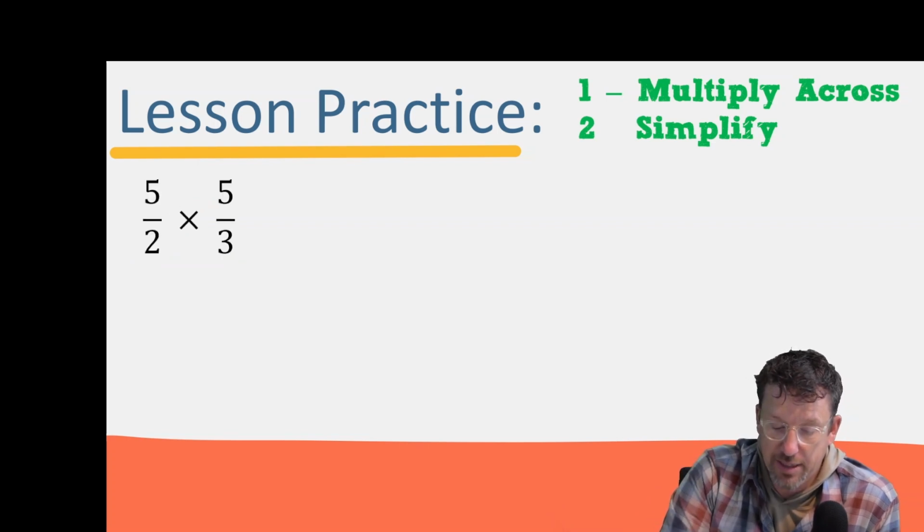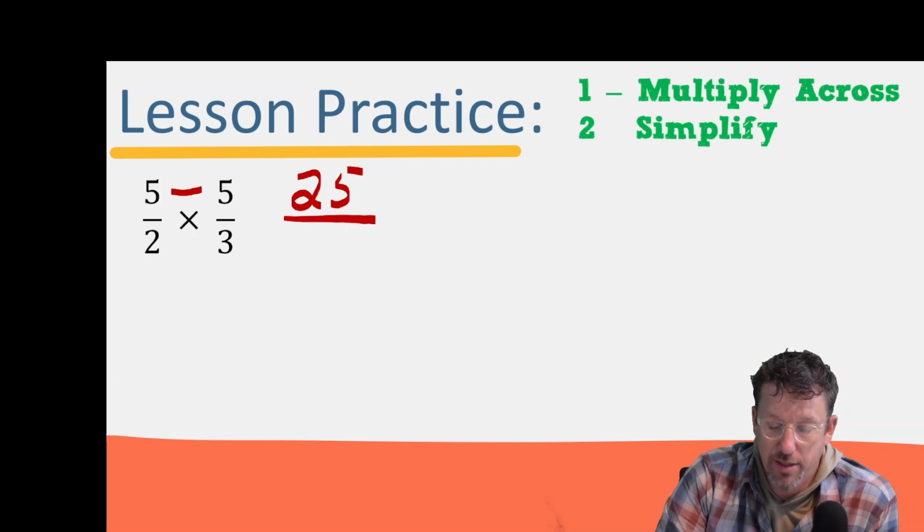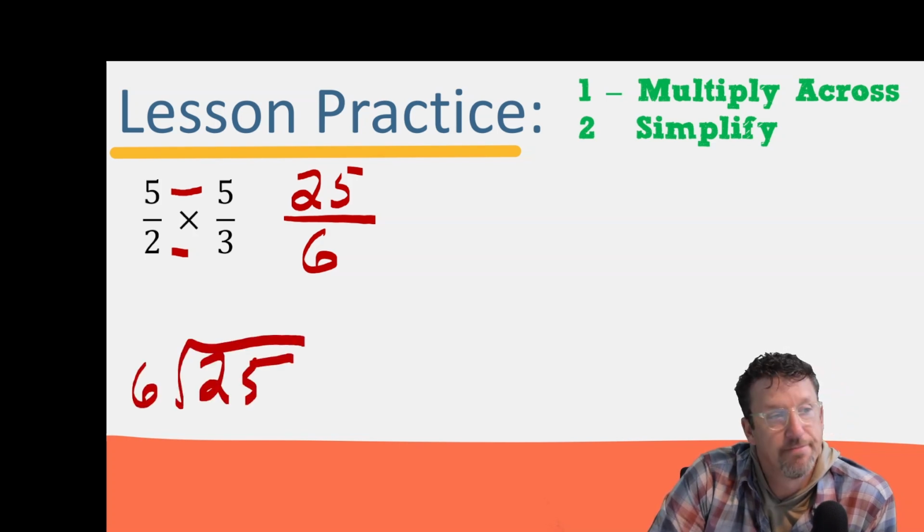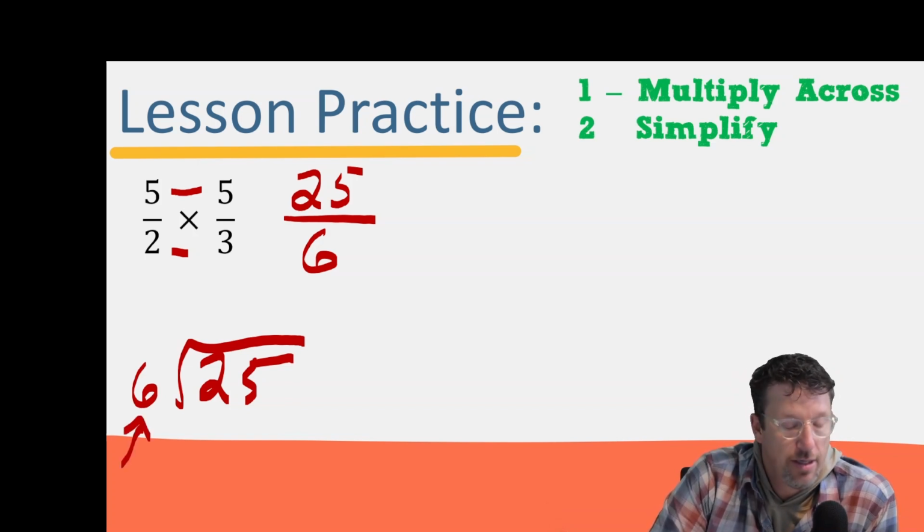To do that, we say, what is 5 times 5? It's 25. And what is 2 times 3? It is 6. Now we have an improper fraction. Let's turn it into a mixed number. So what is 25 divided by 6? How many 6s will go into 25 without going over? Well, 2 6s is 12, 3 6s is 18, 4 6s is 24.